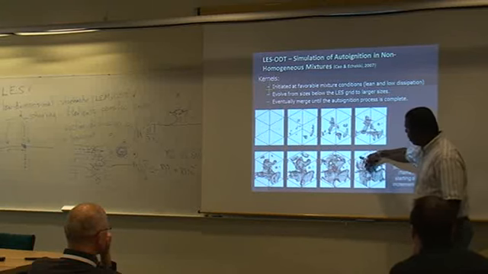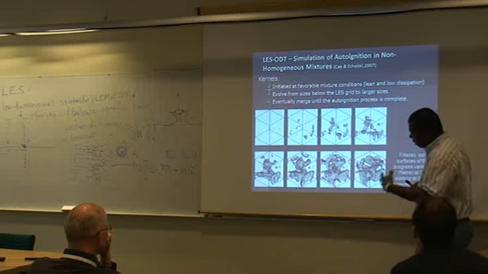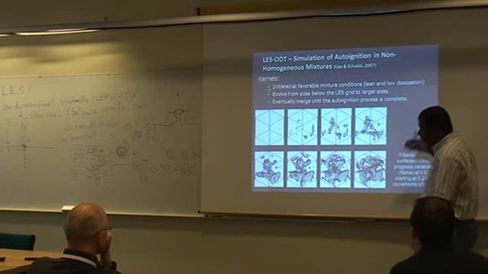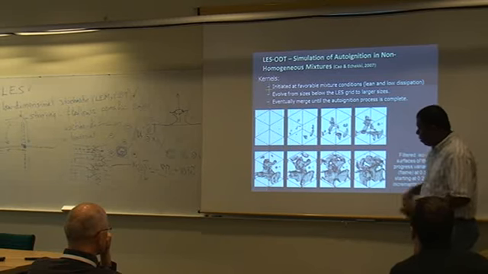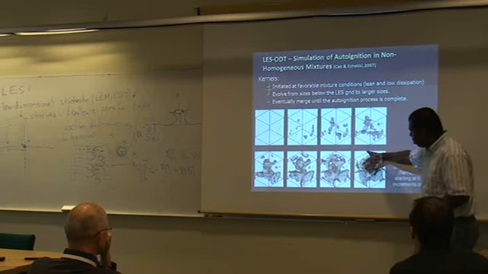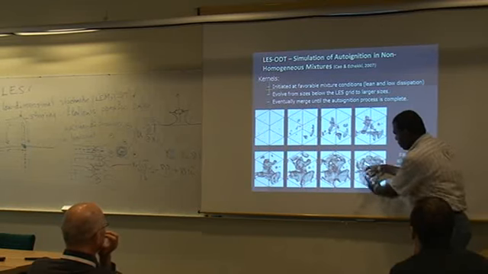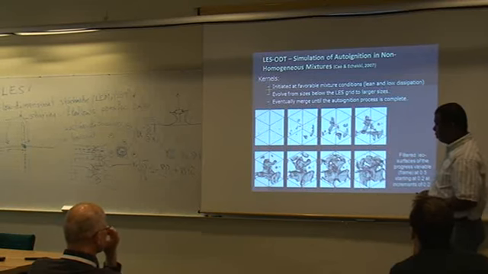This is just the progress variable, meaning if it's 0, it does not burn. If it's 1, it's fully burnt, and I'm taking a value of 0.5. So inside these kernels, it's fully burnt, and outside, it's not burnt.